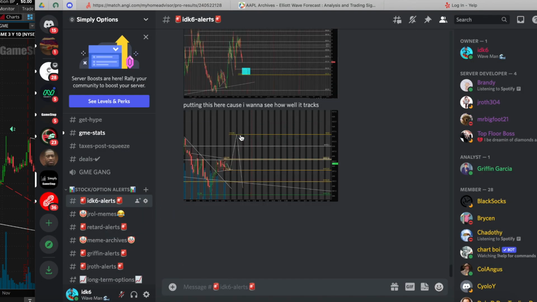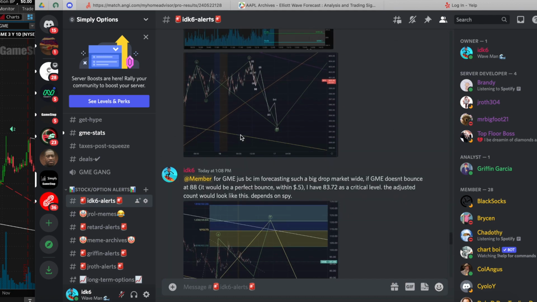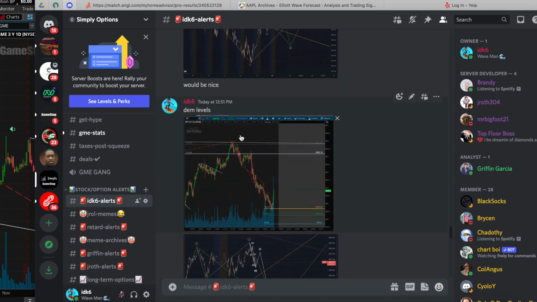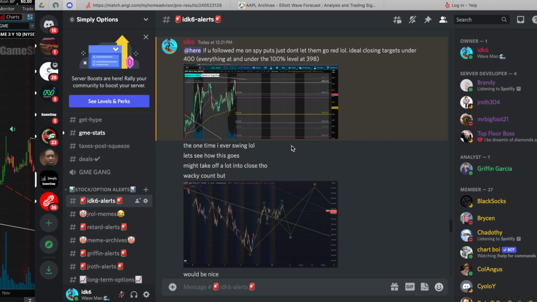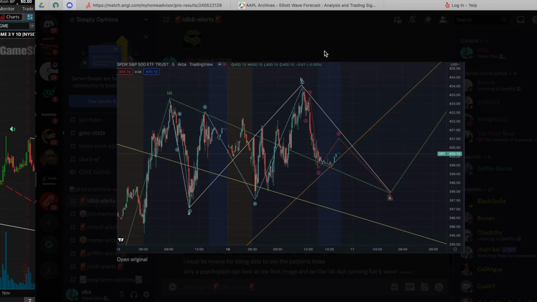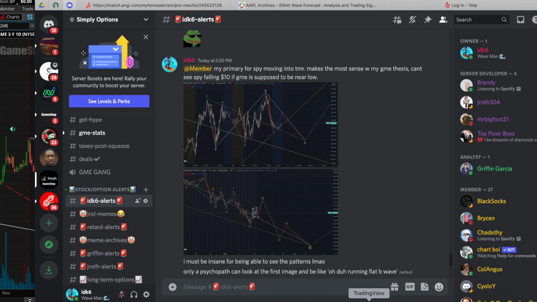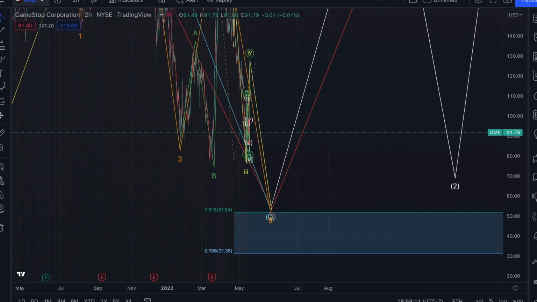So I did take puts today, but I closed the majority of them into close today just because I don't really like swinging in this market. Originally, I was thinking we would get something like this, but the more I look at it, I'm leaning like this, which would essentially give us this pattern. The view here is that SPY is not done correcting, and we're actually just in a wave 2 of B before 3, 4, 5.